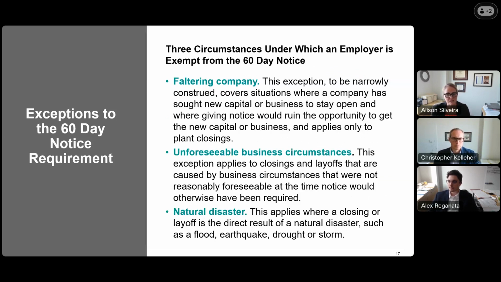So the theme in each of these scenarios is that it was unforeseeable and out of the employer's control. An employer was unable to secure new capital, unforeseen business circumstances, for example, an unanticipated or dramatic major economic downturn, or a government ordered closing of an employment site without prior notice, or of course a natural disaster. All of those are unpredictable. And while you may still be required to give WARN notice if there's going to be an impact, you would be relieved from the 60-day requirement so long as you meet the unforeseeability requirement. Next slide.